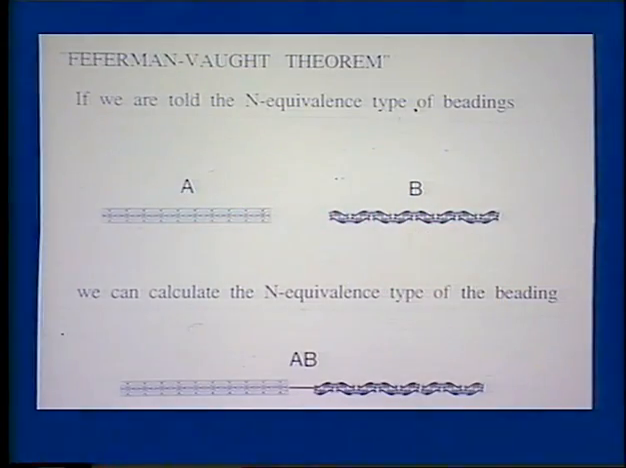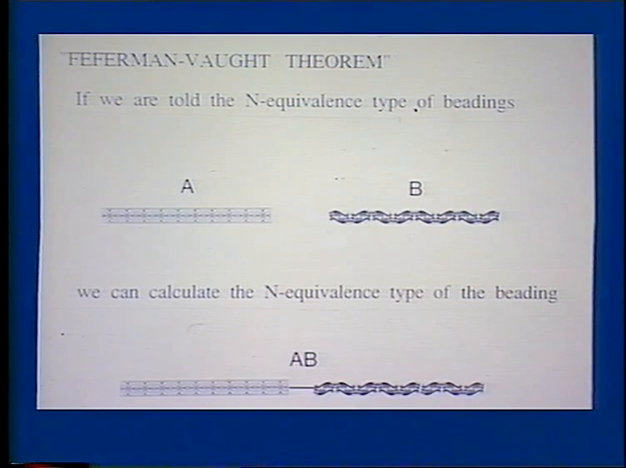Fraïssé's next theorem was what in fact is generally known as the Feferman-Vaught theorem, because a couple of people called Feferman and Vaught proved a more general form of this. It's the first result of Fraïssé which involves calculation. What Fraïssé showed is, suppose you've got 2 beadings and you've worked out what the n equivalence type of each of those beadings is for a certain number n. Then you can work out what the n equivalence type is of the beading you get by stringing those 2 beadings together, one followed by the other.